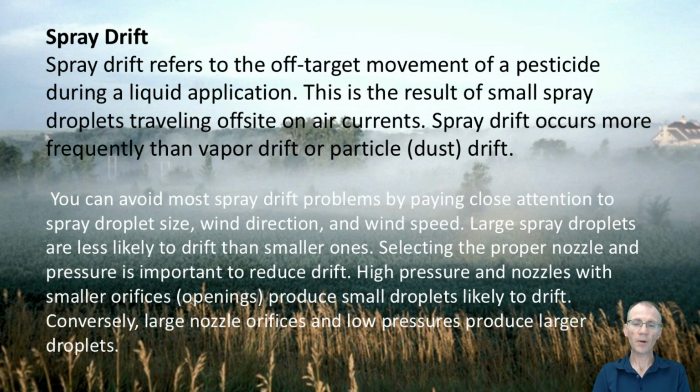Let's talk about spray drift. Spray drift refers to the off-target movement of a pesticide during a liquid application. This is the result of small spray droplets traveling off-site on air currents. Spray drift occurs more frequently than vapor drift or particle dust drift. You can avoid most spray drift problems by paying close attention to spray droplet size, wind direction, and wind speed.